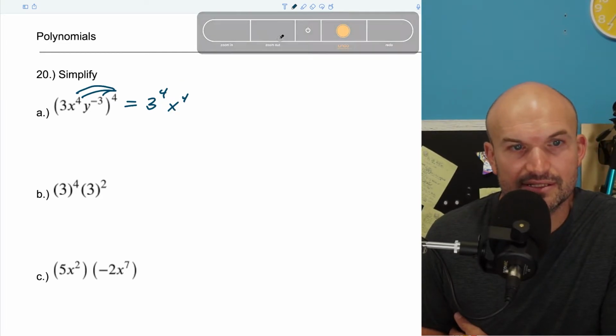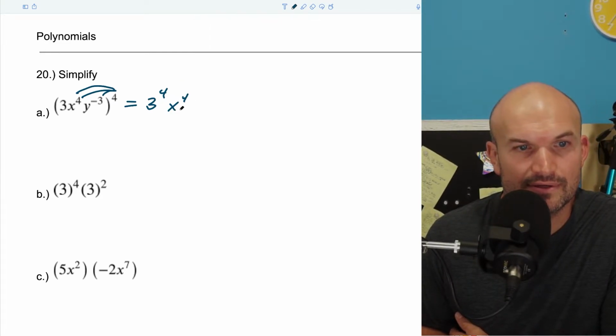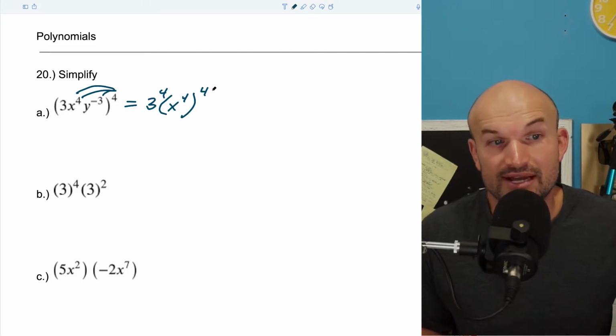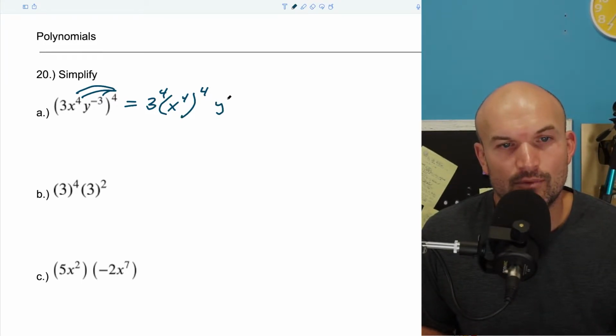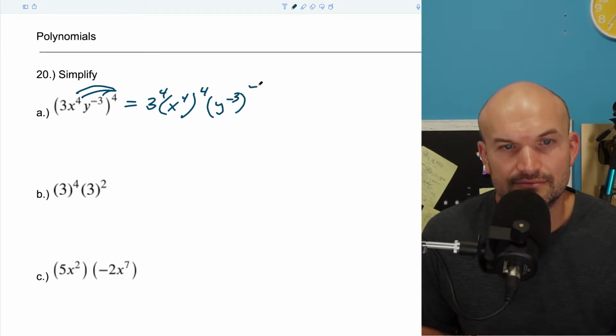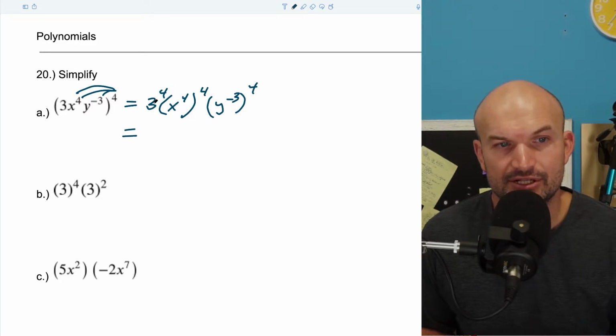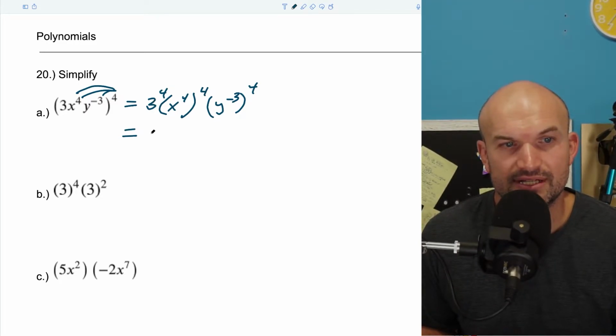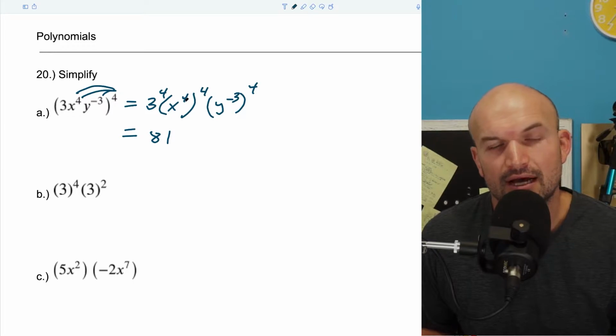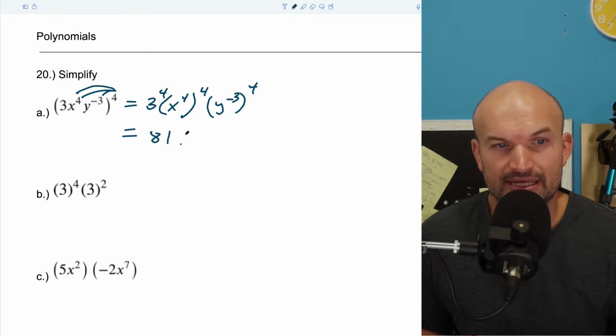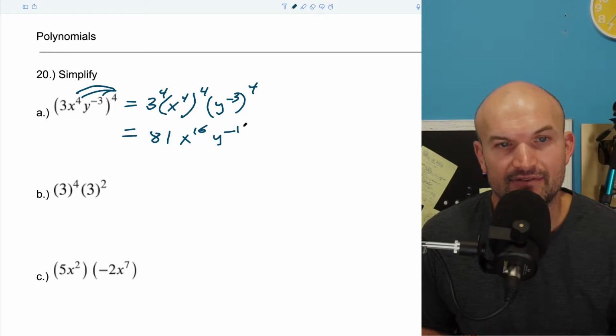Keep on forgetting things. So that'd be an x to the 4th. Let's try this again. There we go. 3 to the 4th times x to the 4th raised to the 4th. And then this would be a y to the negative 3rd raised to the 4th. Okay, so now to simplify, 3 to the 4th power is going to be 81. X to the 4th raised to the 4th is going to be x to the 16th. And then this would be a y to the negative 12th power, right?